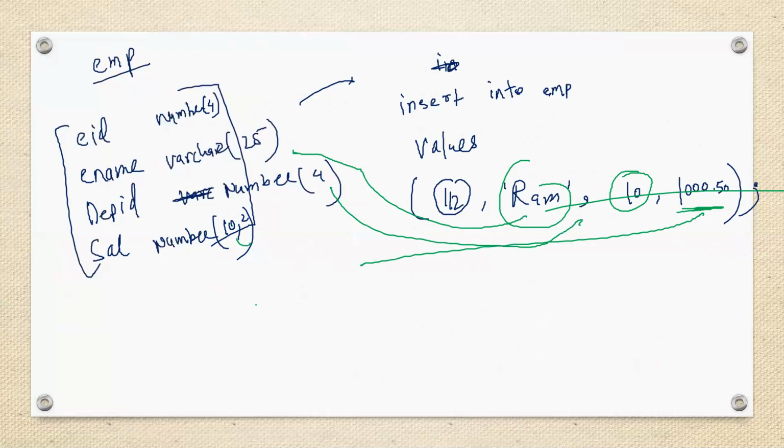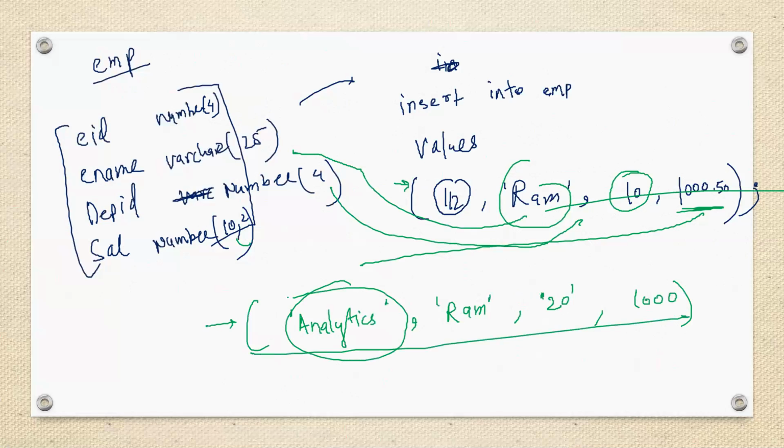How about if the set of values I am providing are these? Instead of providing this, what if I am providing this? In that case, this will fail because analytics cannot be populated in number 4.